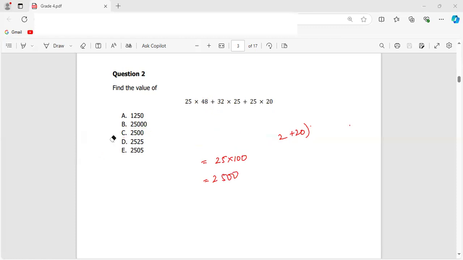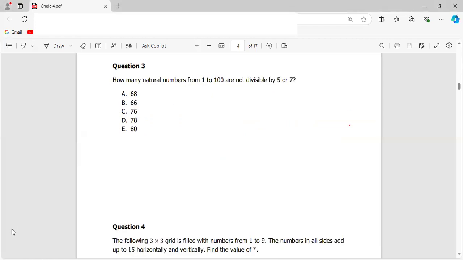Okay, let's move on to question 3. How many natural numbers from 1 to 100 are not divisible by 5 or 10? Now, it's asking for natural numbers. What are natural numbers? Natural numbers are numbers starting from 1, 2, 3, and so on. Basically, all positive numbers and does not include a 0. If it includes a 0, then they are called whole numbers. So, whole numbers will start from 0, 1, 2, and so on.